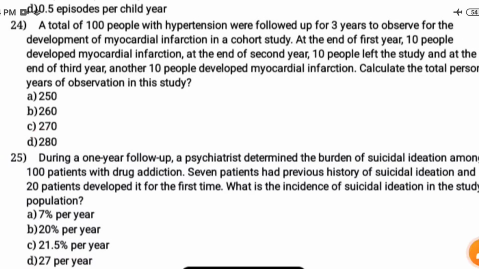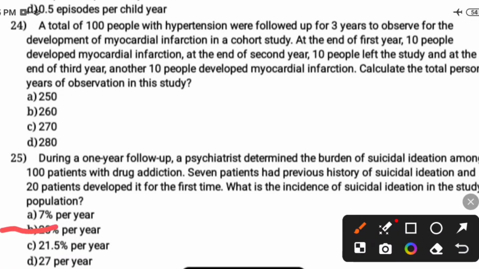Okay. During a 1-year follow-up, a psychiatrist determined the burden of suicidal ideation among 100 patients with drug addiction. 7 patients had a previous history of suicidal ideation and 20 patients developed it for the first time. What is the incidence of suicidal ideation in the study population? 7%, 20%, 21.5%, or 27 per year. You have to answer in the comment section; the answer is 20% per year.